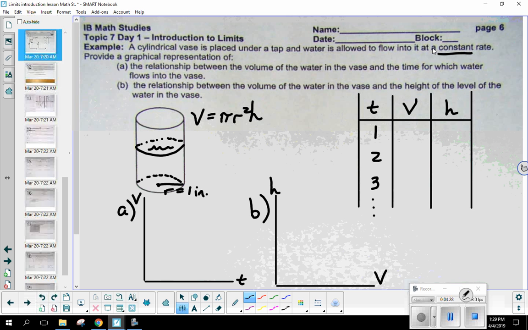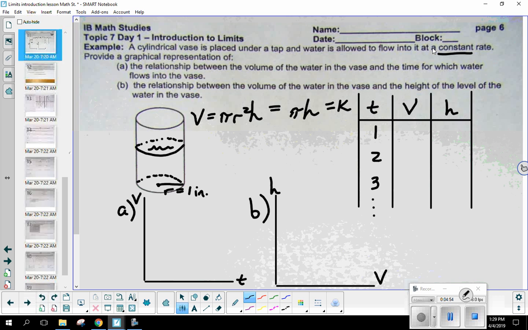The radius. Because of the way the vase is shaped, the radius is going to be constant no matter how much time has passed or how much water's been put in. So if the radius is 1, then the volume is just pi h, right? Because r squared is 1 squared. For our purposes, let's say that equals some value, and let's give it a variable. Let's say k.